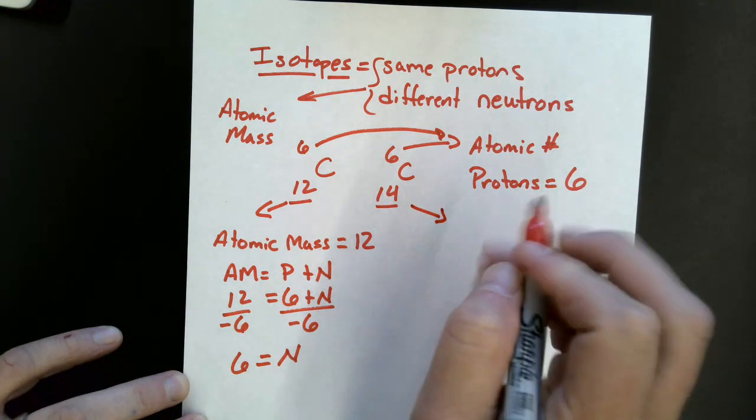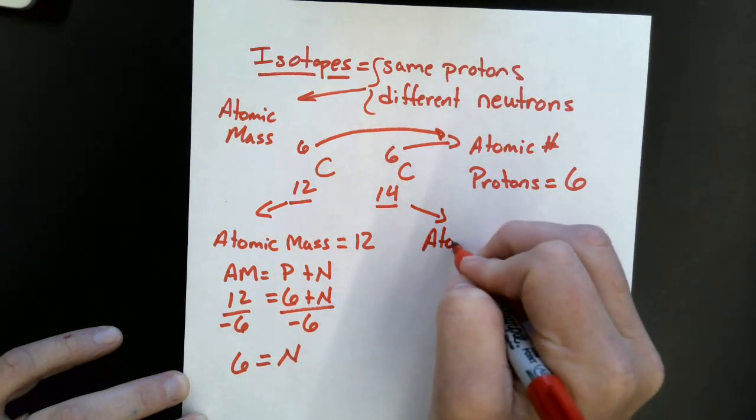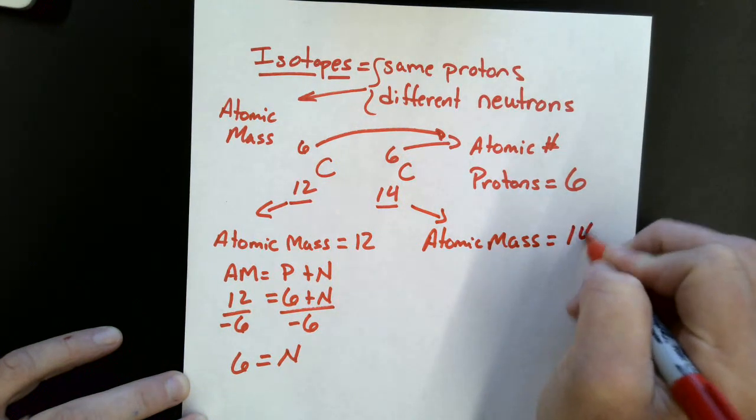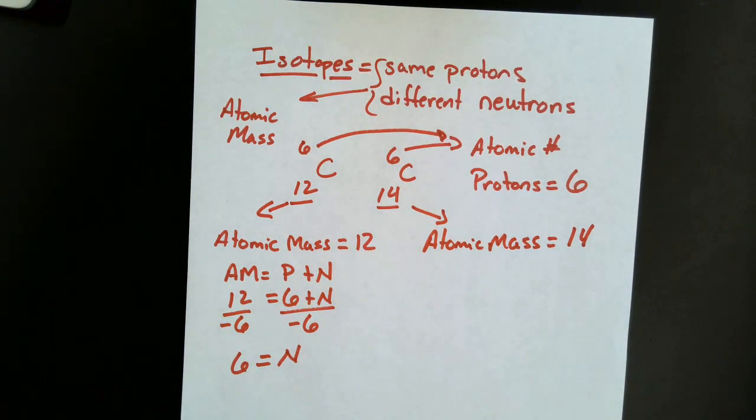For this one over here, the atomic mass is equal to 14. Now, if you look on the periodic table, you'll notice that the atomic mass of carbon is really 12.01. How can it have 14 for this? The mass is for the specific atom that has that amount of protons and neutrons in it.